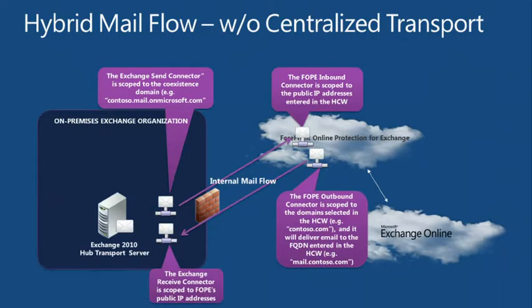And then the final piece is a matching receive connector for FOPE to connect to. Whenever you run the hybrid configuration wizard, we download the IP addresses for FOPE, which change rarely. In fact, the IP addresses that are up there now are published some way ahead of when any changes are. So the wizard downloads the set of IP addresses for the FOPE service, and sets that as the scope for the receive connector on premises, completing the flow.